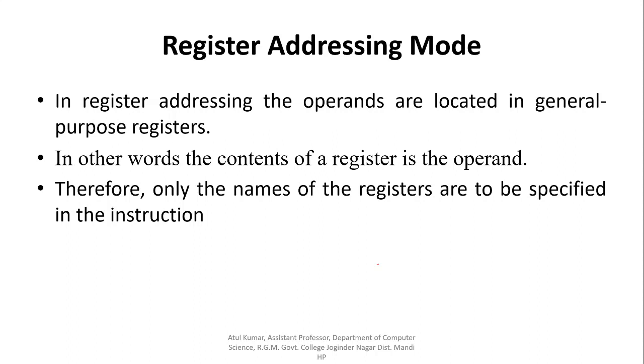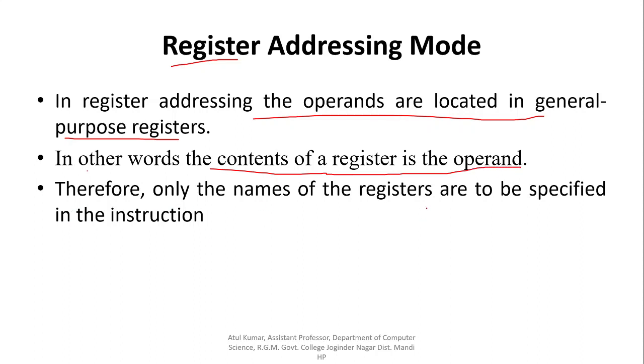The next addressing mode is register addressing mode, also known as register direct addressing mode. As the name suggests, here the operands are present in registers, most commonly general purpose registers. In other words, the contents of the register are the operand. Therefore only the name of the register needs to be specified in the instruction. We just specify the name of the register, and in that register the operand is stored.